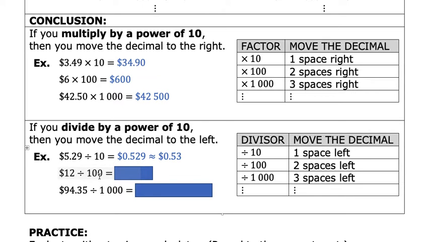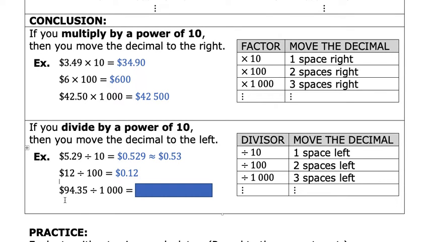12 divided by 100. We're dividing, so the decimal will move to the left, and we're dividing by 100, so we'll move over 2 spaces. If the decimal is here to start with this whole number, we'll move over 2 spaces, and we'll end up with 0.12. 12 cents.